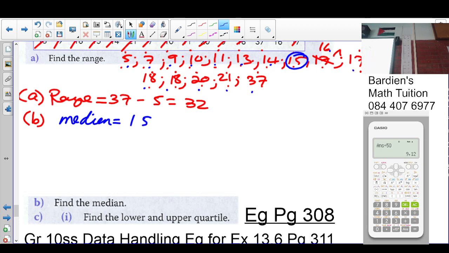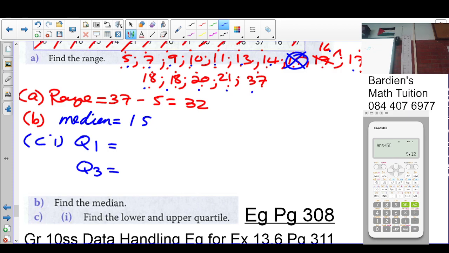So it's 15. C number 1 says find the lower and upper quartile. So it's Q1, your lower, and your upper is Q3. Q3 is also known as your 75th percentile. So instead of asking for Q3, the question could just say 75th percentile. If there's an odd amount of numbers, there must be one number in the middle. Q1 is the median of the lower set of data, so this middle one we take out. Tomorrow I'll show you what happens if it's an even amount of numbers.